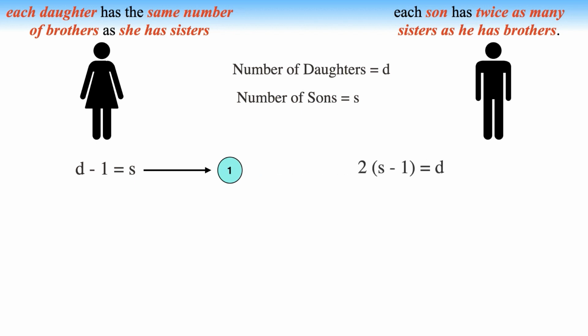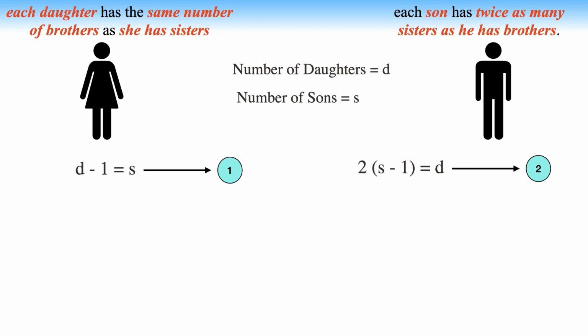Also, it is given in the question that each son has twice as many sisters as he has brothers. This can be represented as 2 times S minus 1 equals D, and call this equation 2. This is because the son cannot consider himself as one of the brothers, hence S minus 1.